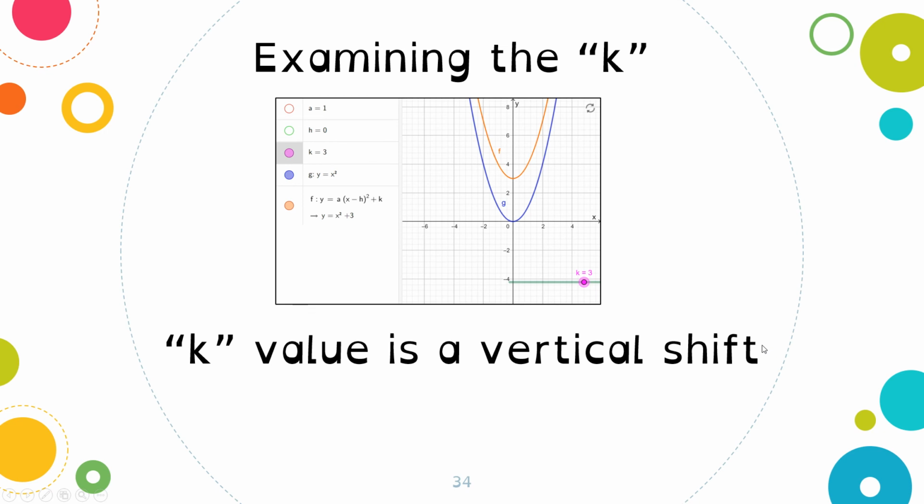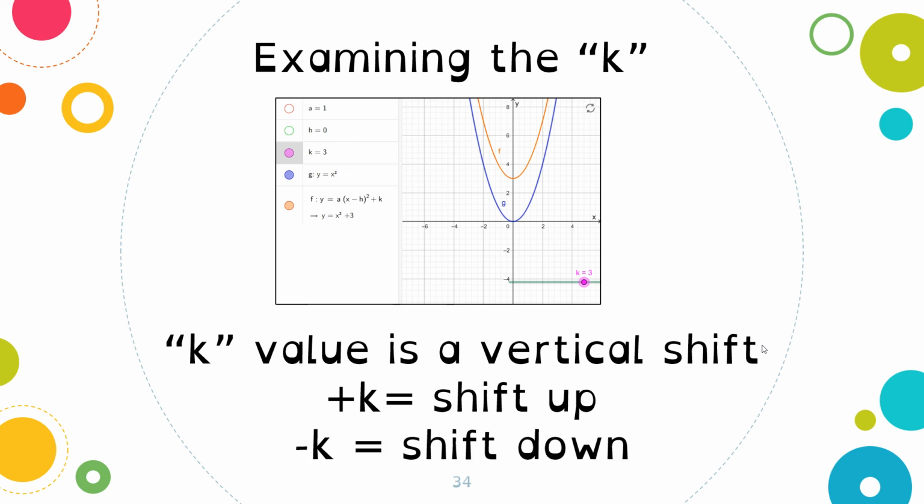So the k value is called a vertical shift. That is what the transformation is called. And if we have a positive k value, we shift our whole parabola up by that value. And if we have a negative k value, then we shift our whole parabola down by that value. And that's how it works. Shifting it up or down based on how much the k value is.